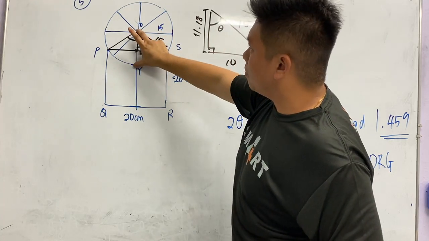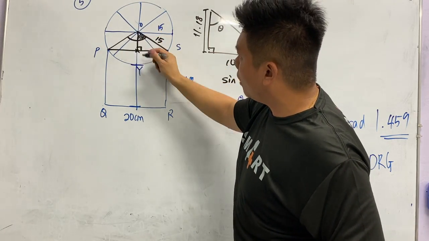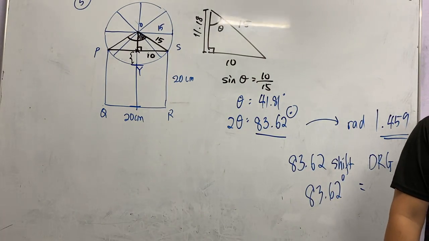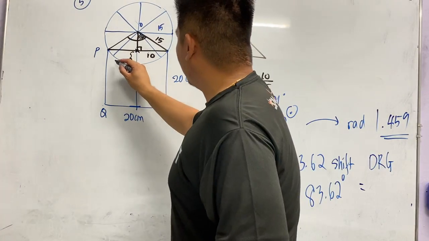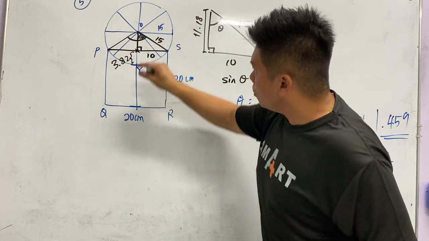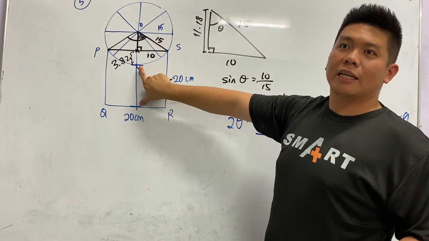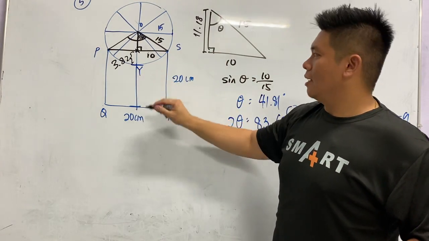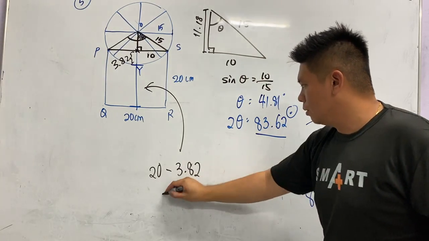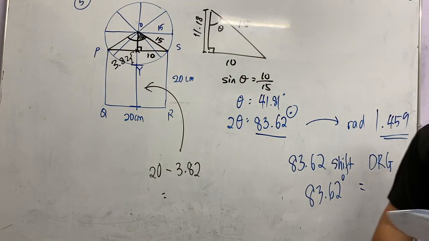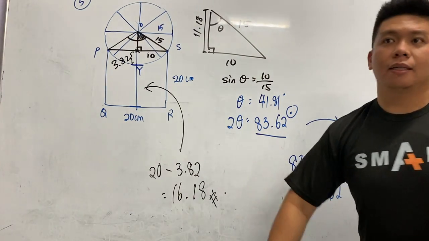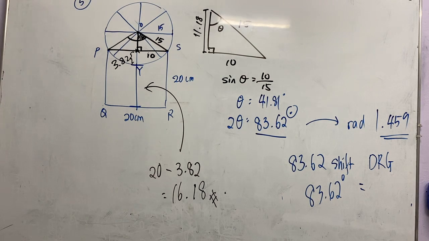You know this is berapa kan? 15. 15 minus 11.18 berapa yang ni? 3.81 kan? Okay, 3.81. 3.82 kan? 3.82. Okay, 3.82. So now you know this is 3.82. So berapa yang ni? Boleh kira kan? So what happened? 20 minus 3.82. 16.18. Yes, that's your answer. Tu je kan? Boleh faham kan?